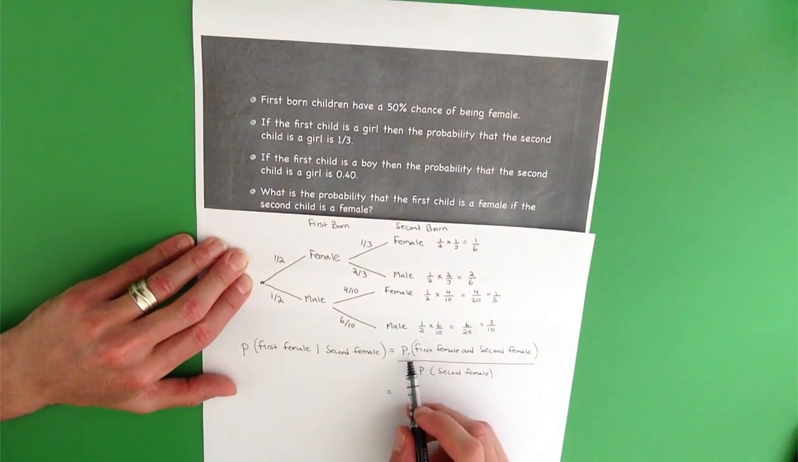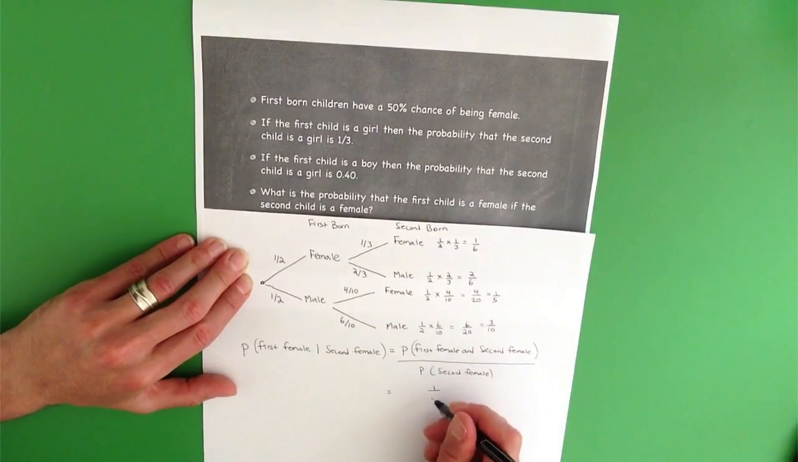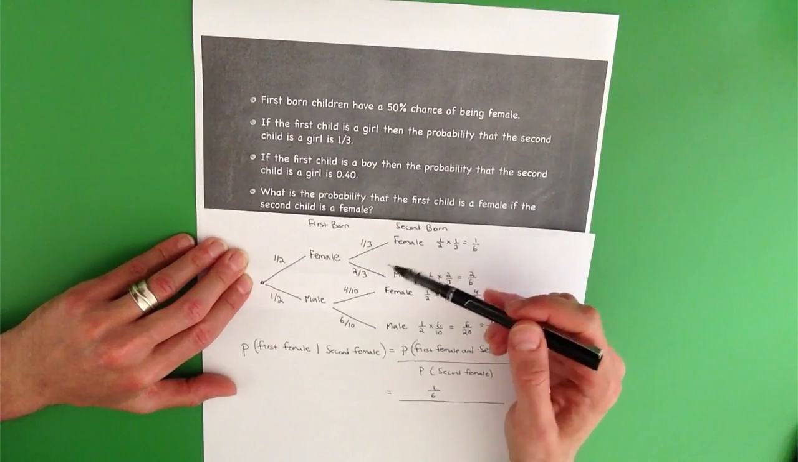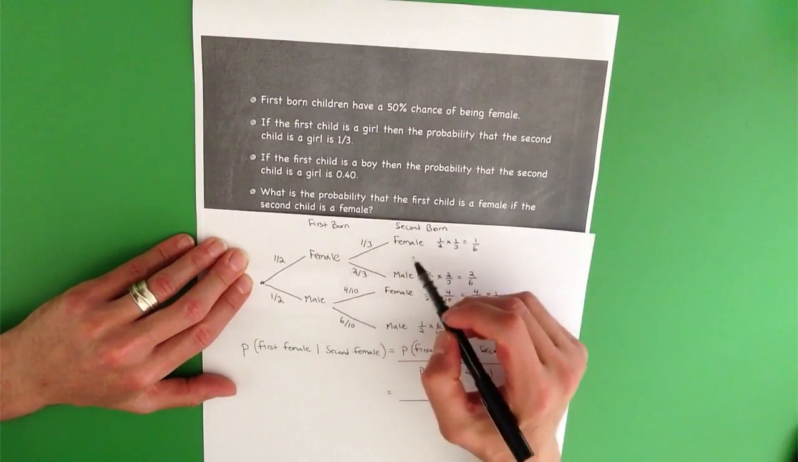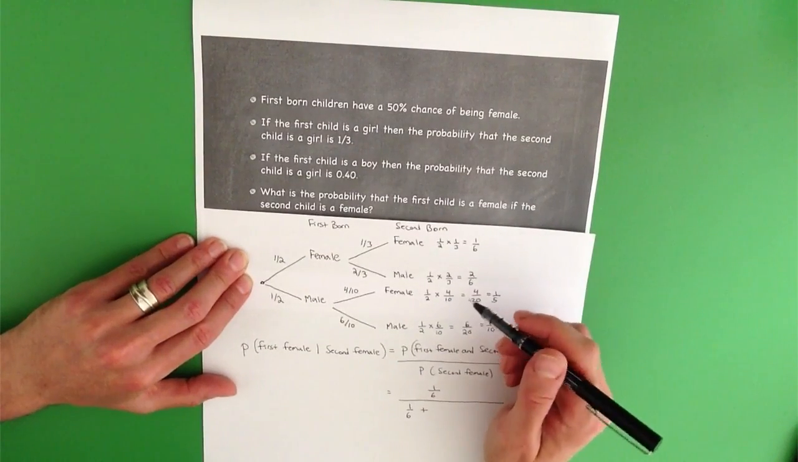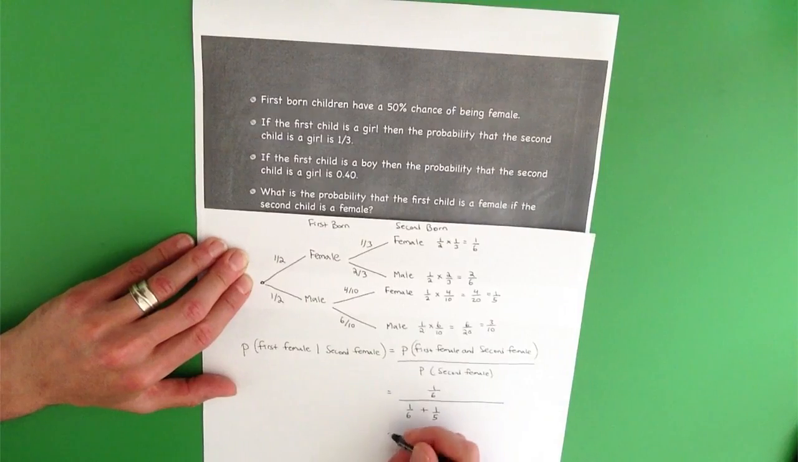So this event, the probability that the first is female and the second is female, that's just 1 out of 6. Now, the denominator, the probability that the second is female: you can end up with a second child that's female if the firstborn is either female or male. So this event, that the first is female and the second is female, has probability 1 out of 6. Or the other possibility is that the first is male and the second is female, and that has probability 1/5. And there we go, that's our probability.